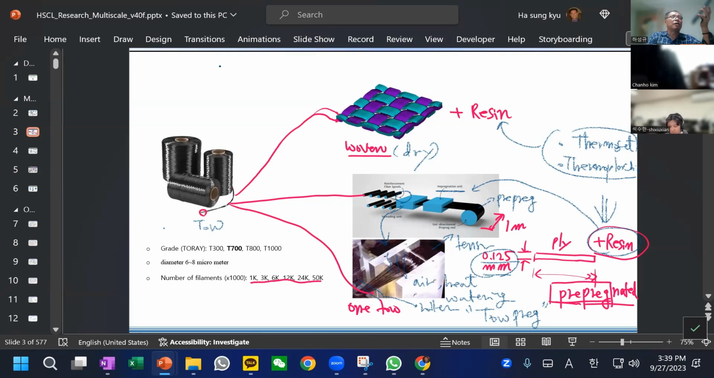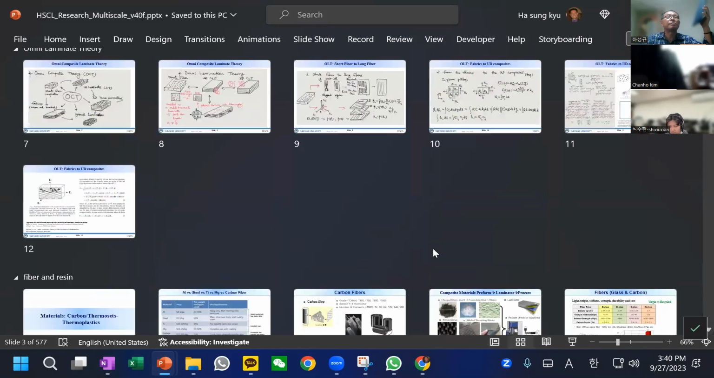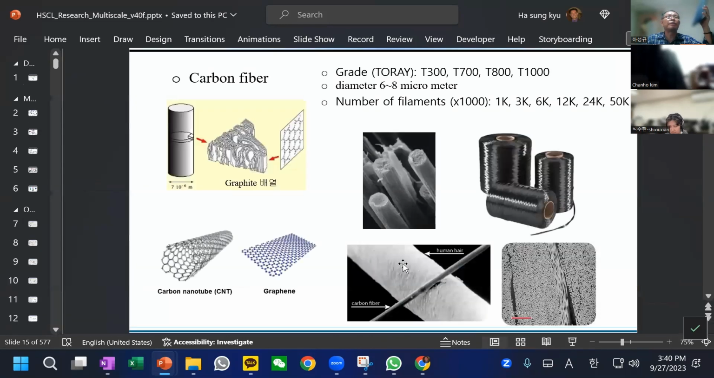And again, starting from, I would like to use the other slide here.